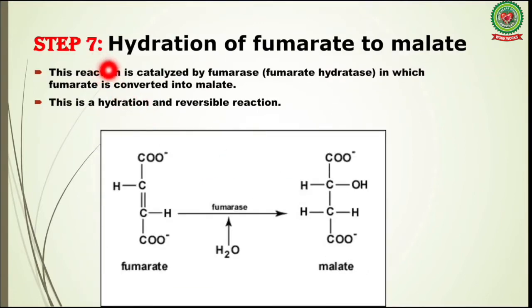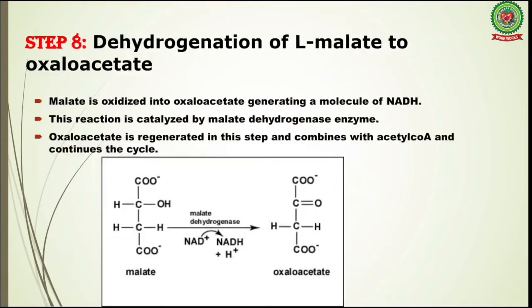Then step 7, that is hydration of fumarate to malate. This reaction is catalyzed by fumarase, that is fumarate hydratase, in which fumarate is converted into malate. This is a hydration and reversible reaction.